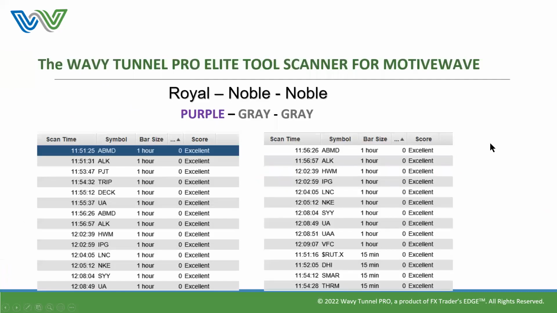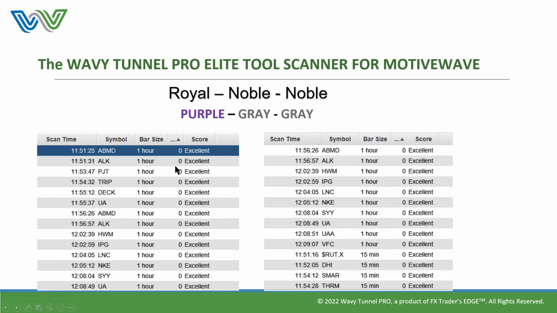There's another trade on Motive Wave that is really, really neat that I want to tell you about. It's called the Royal Noble Noble, and that's when you see the purple arrow, the gray arrow, and the gray arrow. Now, I prefer not to take the Royal Noble Noble or the purple gray grays on the hourly charts. I'd prefer to take them on the daily charts. But again, this is showing 0 for excellent. And it doesn't mean that these trades are excellent. It just means that these trades were just triggered.